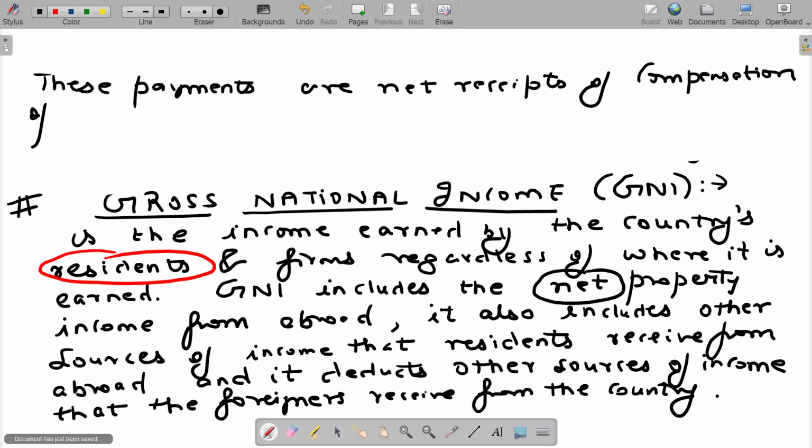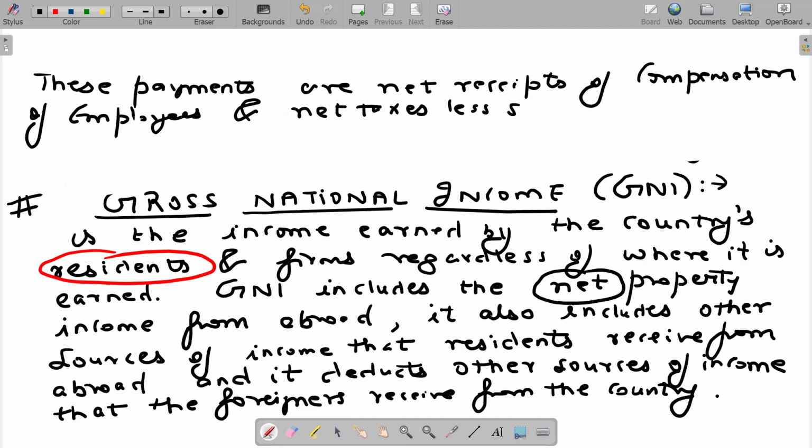They are the net receipts of compensation of employees and net taxes less subsidies on products. Compensation of employees captures what, guys? It captures the wages which the residents of India are earning abroad.